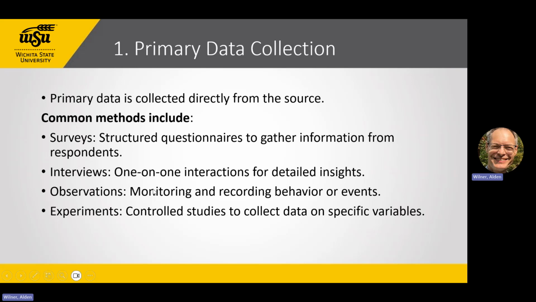So observations, experiments, controlled studies to collect data on specific variables. So again, scientific experiment, a classic double-blind experiment. You design something like this, an effect you want to test. You have a control group, you have an experimental group, you see what the differences are.